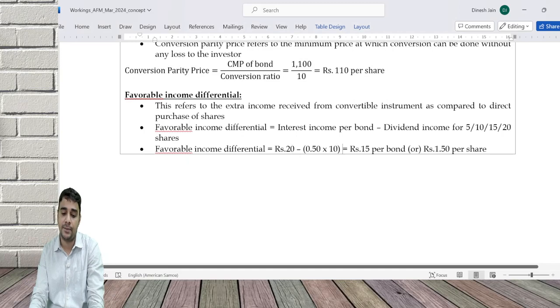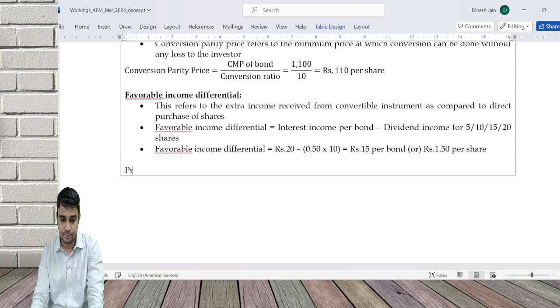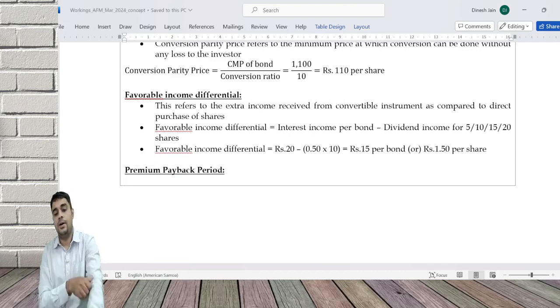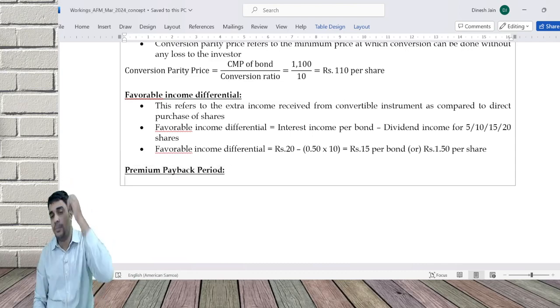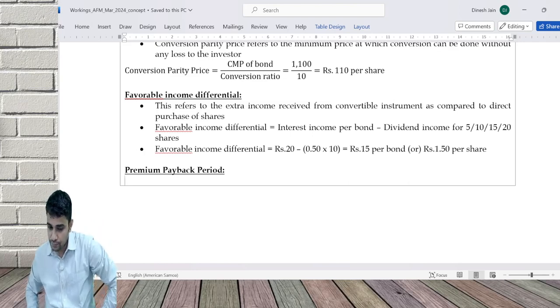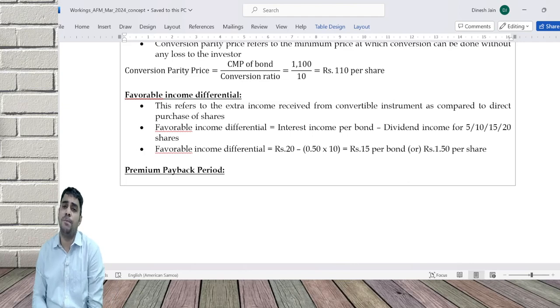Premium payback period. I don't expect you to remember any formula as long as the logic is very clear to you. How much is the conversion premium we paid in this example? 300 per bond. Per share? 30. Listen, if conversion is not done by me, I keep waiting.